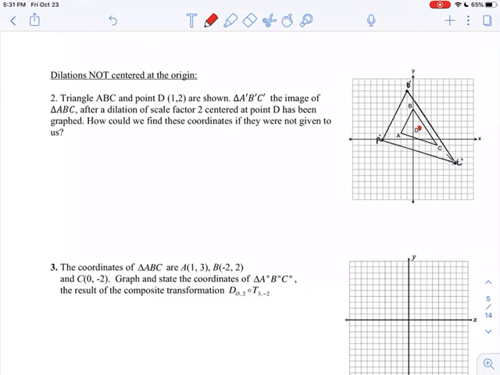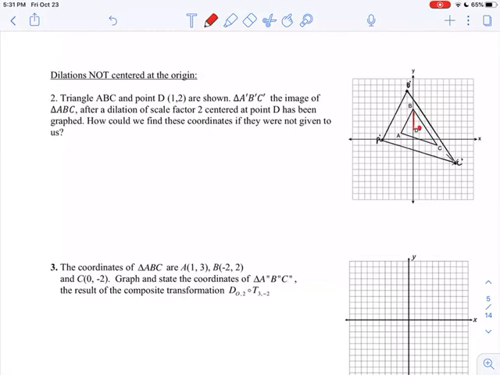How could we find these coordinates if they were not given to us? So pretend A prime, B prime, and C prime is not there. How could I do it when it's not centered at the origin? I can't just multiply each of the points by 2. That's not going to work. But here's what you can do.